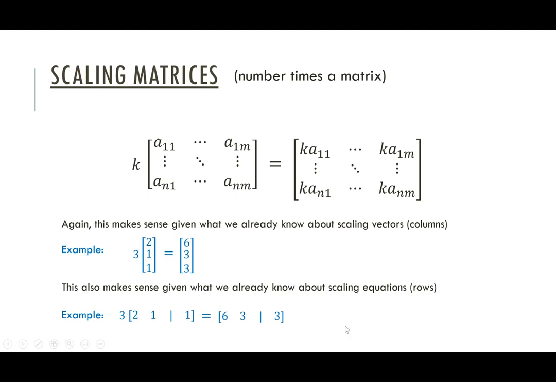So again, given how we were already doing these things before we started this class, there was no other way we could have defined multiplying a matrix by a number. It had to be this way in order to make sense with what we already knew. All right, so let's talk about multiplying matrices.